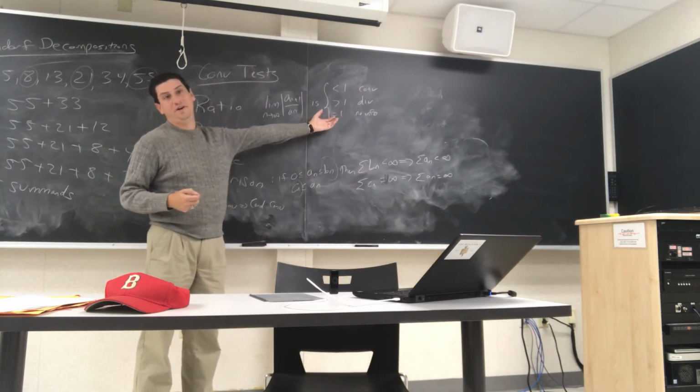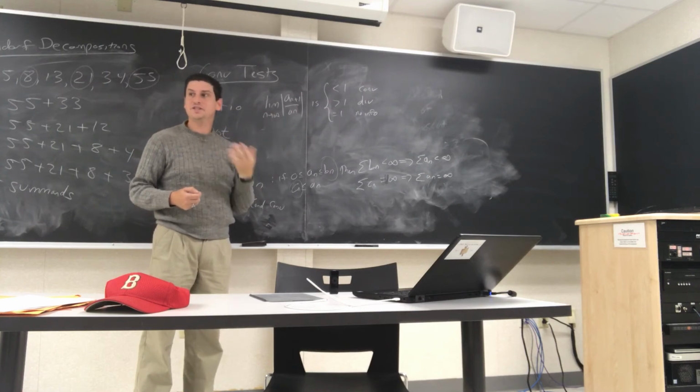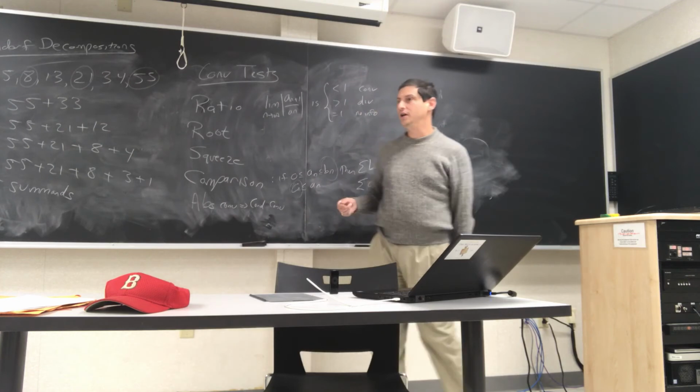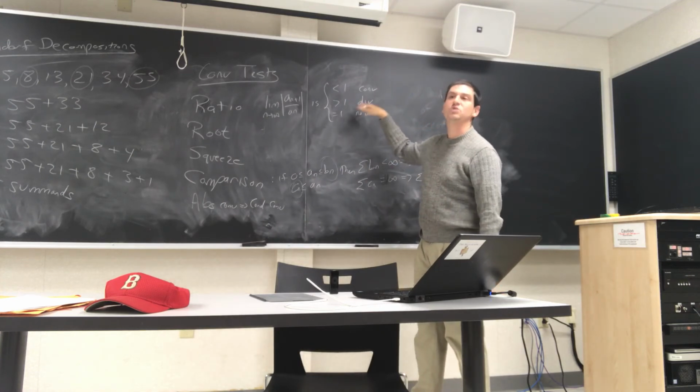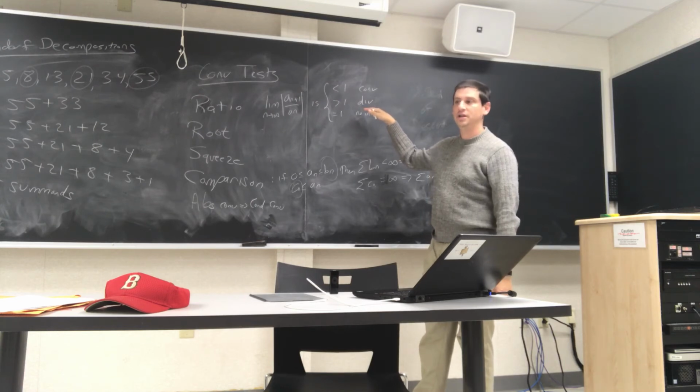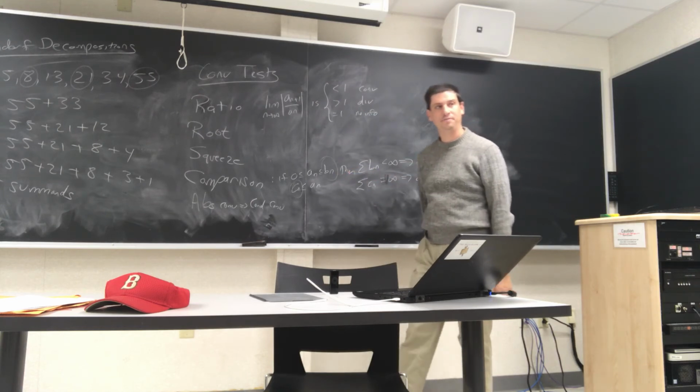And you might even get 1. And if you get 1, then it's no information. If you take the series 1 over n or 1 over n squared, if you try to do the comparison test, you might be able to get it to work, but the ratio test will not detect that 1 over n diverges and 1 over n squared converges. For the comparison test, you need to be clever.